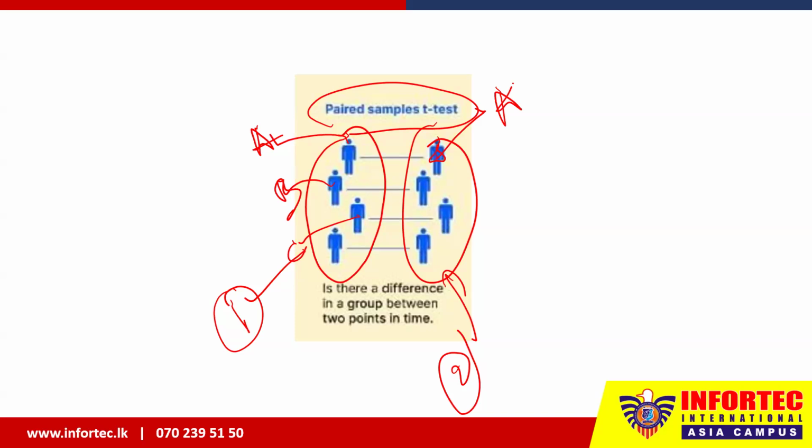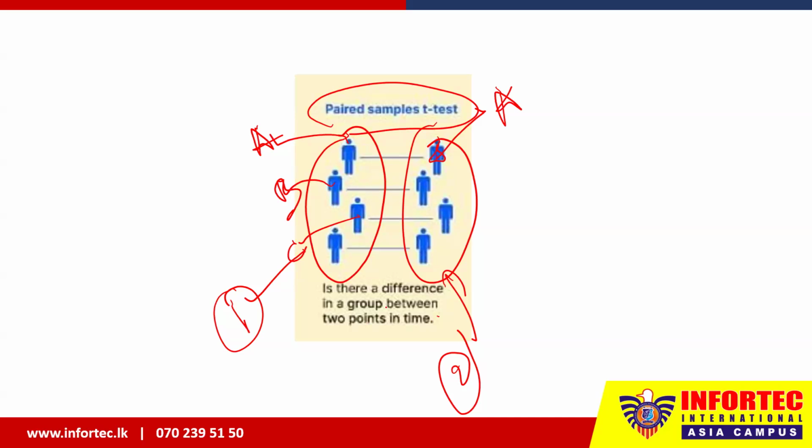Individually, when you are referring to that, we have only one sample. Using a particular intervention, we create the two samples. I just explained. You can find here there is a difference between groups at two points in time. I will explain what you mean by that one.